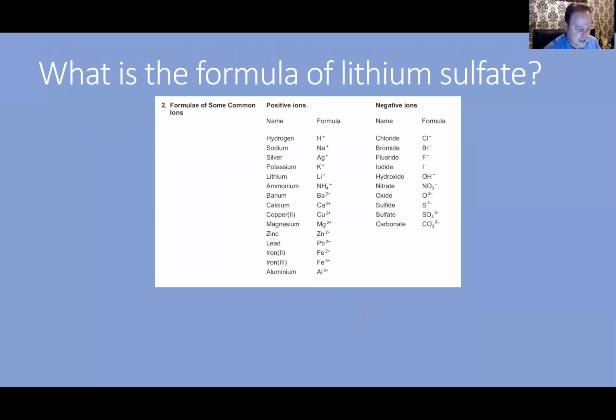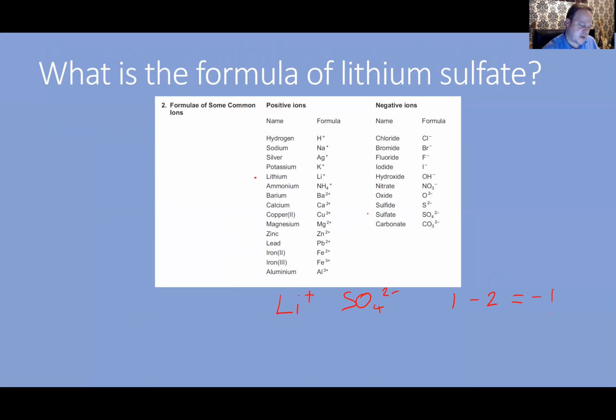Okay, so let's try a different example. The formula of lithium sulfate. Li is single plus, sulfate is SO4 2 minus. There they are on the sheet. So if we add up the charges, we've got +1, we've got -2. They will add up to -1.